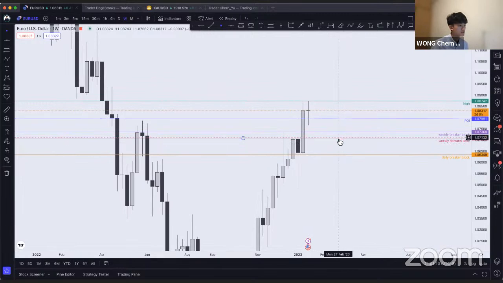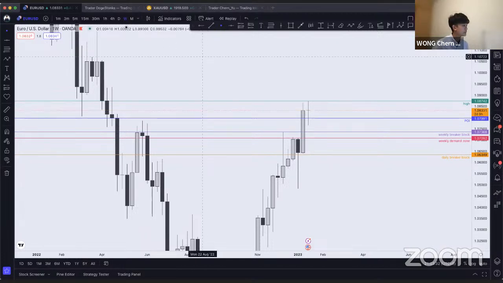At the same time, there's a weekly demand zone, which is this candle here, which started the entire bullish movement up, and that candle is at a level of 0.709. So that will be some of the key levels that I'm showing here tonight for you guys today.